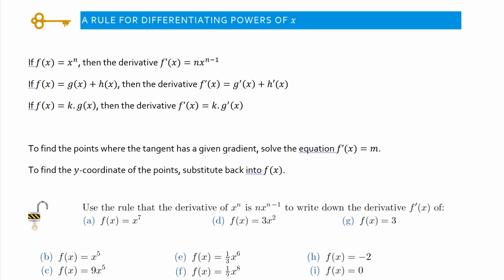Now, finally, our promised shortcut, the rule for differentiating powers of x. So if f of x equals x raised to some power n, then the derivative, f dashed of x, is n times x to the n minus 1. In other words, we multiply the n down the front and we subtract 1 from the power. And that's it. That's the rule that we have at the moment.